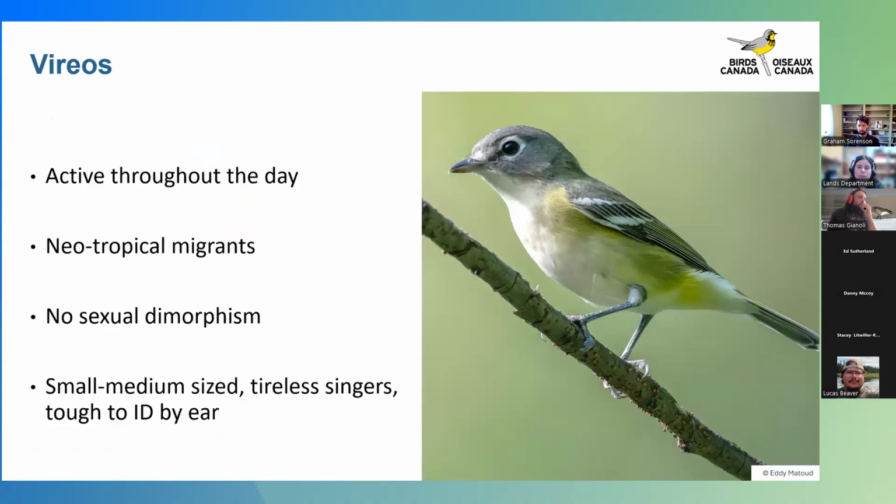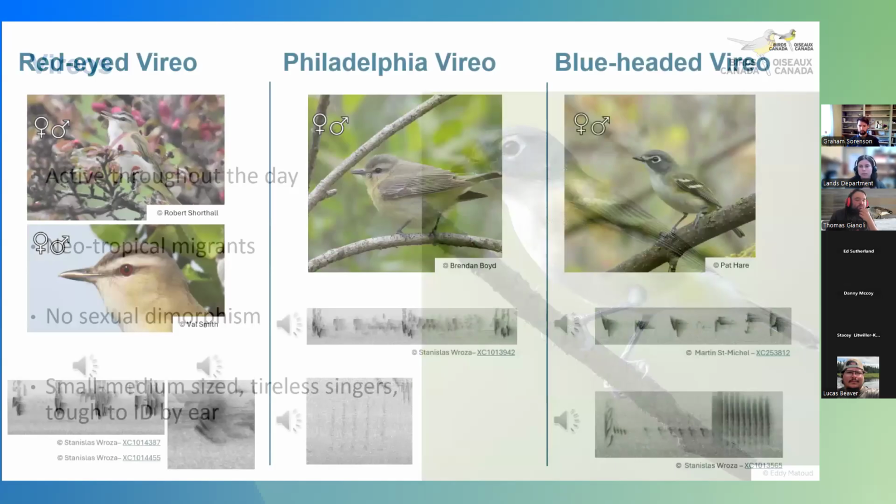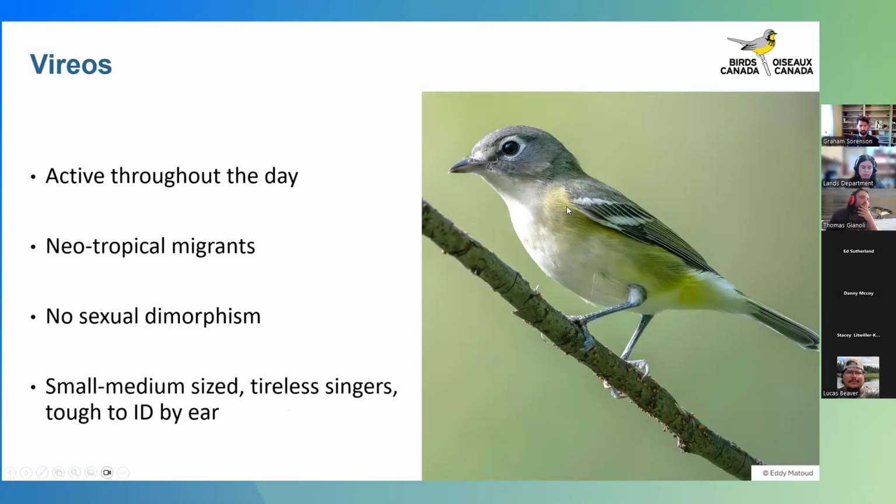So vireos, really loud and tireless singers. They're tough to ID by ear, really, really tough. And they are neotropical migrants too. So yeah, it's easier to identify them by sight and not by ear. So yeah, really tricky. They also have a little hook at the end of their beak, which is sometimes noticeable right here. And they have blue legs, another characteristic of the vireos that you can look at with your binoculars.